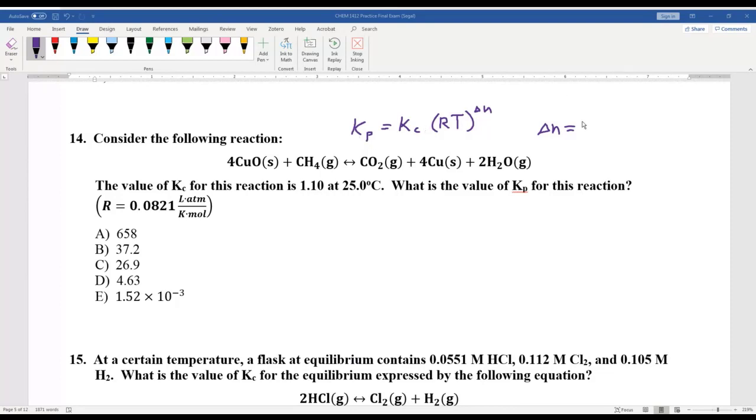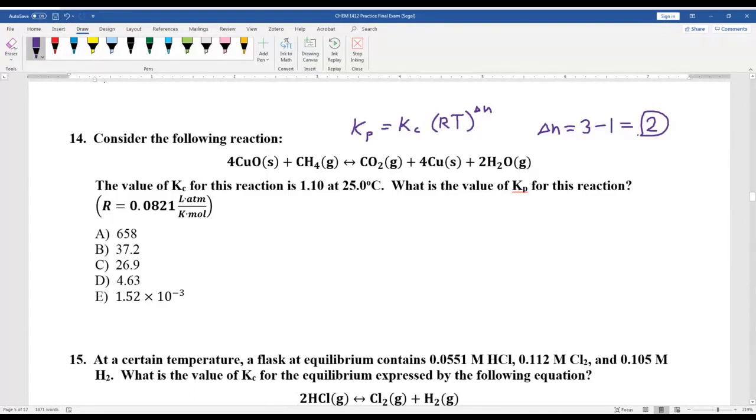I have 3 moles of gaseous products. How many moles of gaseous reactants do I have? Gaseous reactants. Just the gases, right? So 3 minus 1. So gaseous products minus gaseous reactants. 3 moles of gas minus 2 moles of gas, or 1 mole of gas is going to give us 2. So this is our delta N.